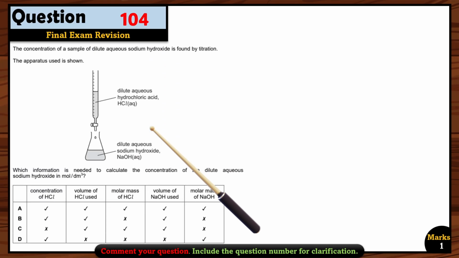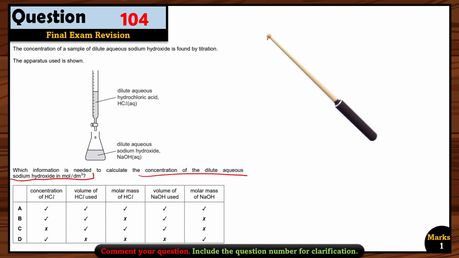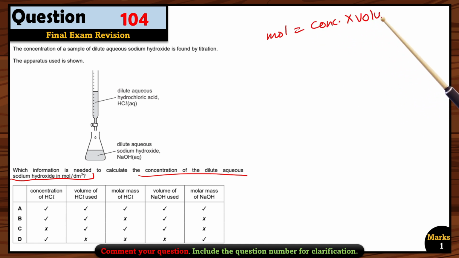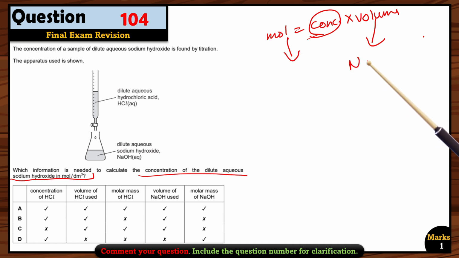Question 104. The concentration of a sample of dilute aqueous sodium hydroxide is found by titration. The apparatus used is shown. Which information is needed to calculate the concentration of dilute aqueous sodium hydroxide in mole per dm cube? So the formula is simple: mole is equal to concentration into volume. You need this formula for finding the concentration. So if you want to find the concentration, you should know the volume and the mole of the NaOH.